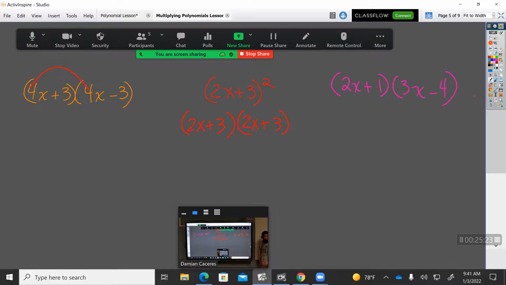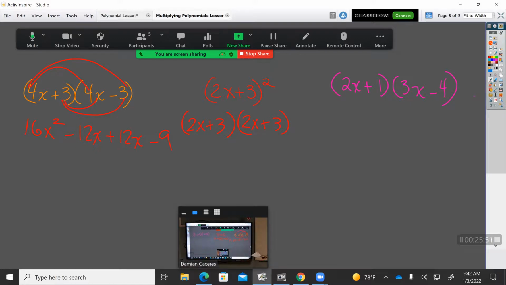So watch, 4x times 4x, 16x to the second power. Now here's where we're going to get two terms that repeat and cancel each other out. 4x times negative 3, negative 12x. Now we're going to distribute the positive 3 times the 4x, which gives me positive 12x. And the last distribution gives you negative 9 because it's 3 times negative 3.